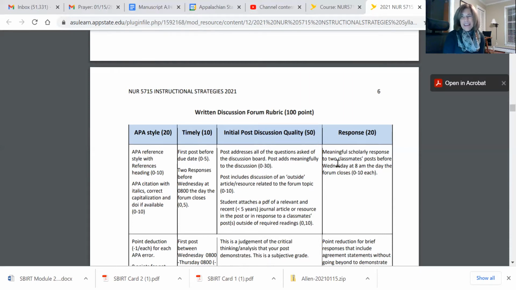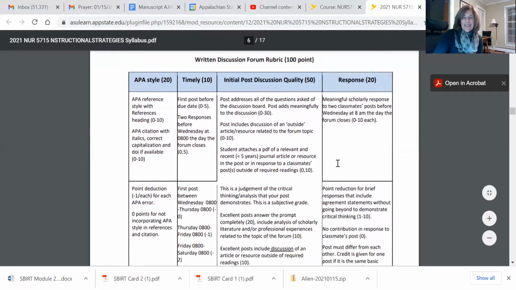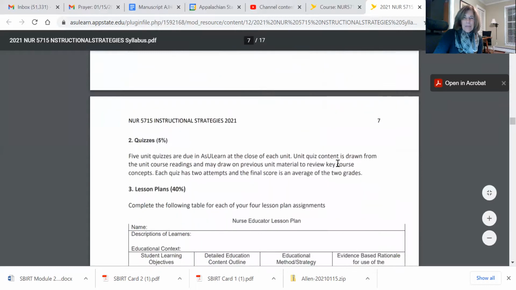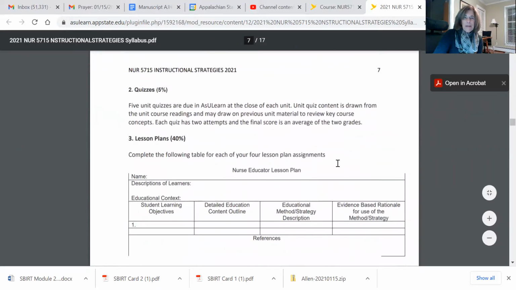So remember that the rubric, to begin to practice grading your own assignments, will give you practice for grading in the future as an educator. So take that initial post and see how you would score it using a rubric, and be thinking about that as you go through the course. I've given you a template.